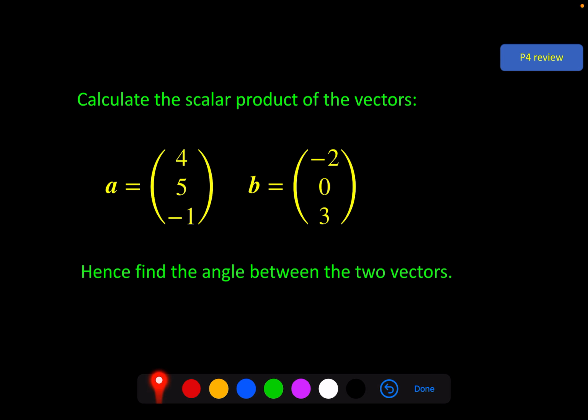Hello and welcome to the first video of the FP3 chapter, Vectors. Start a question on the screen, pause the video now if you've got time to do this. Calculate the scalar product of these two vectors.